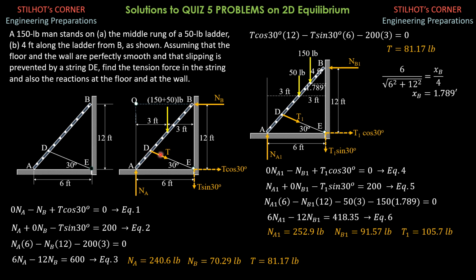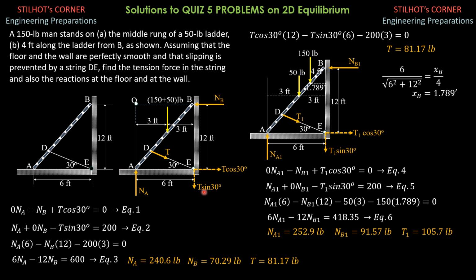Then at D, this is a string. So of course, we expect that's tension. By the principle of transmissibility of a force, for simplicity of the solution, you don't need to bother yourselves finding this distance. I move T along its line of action, I transfer it to E, and these are the components: horizontal T cosine 30 degrees and vertical T sine 30 degrees.